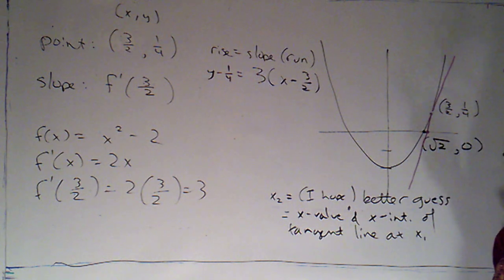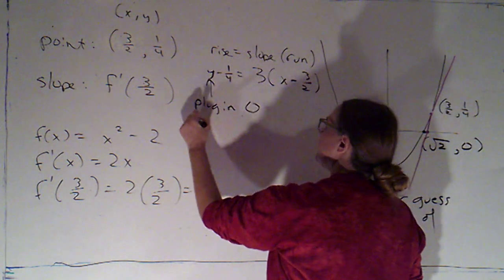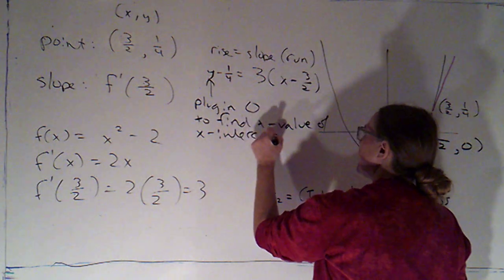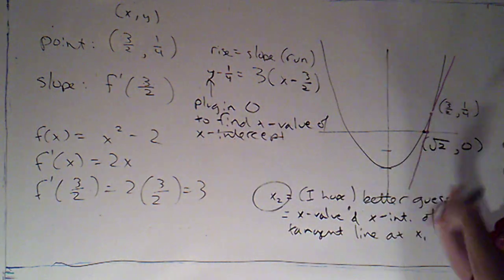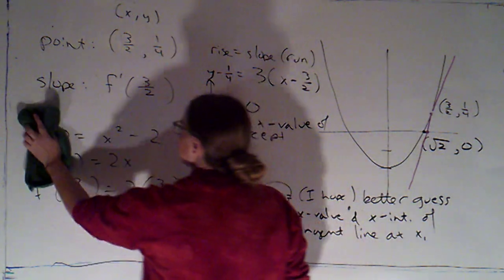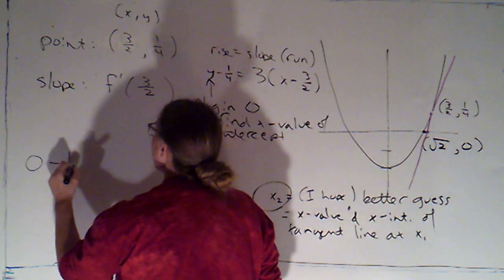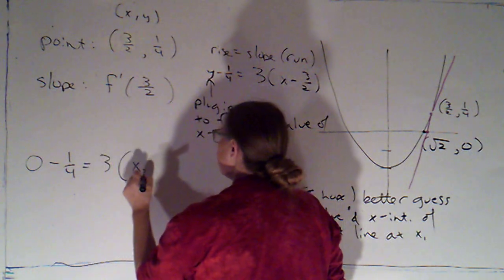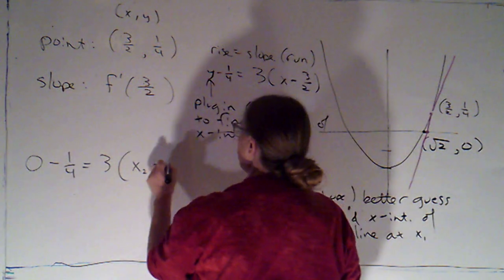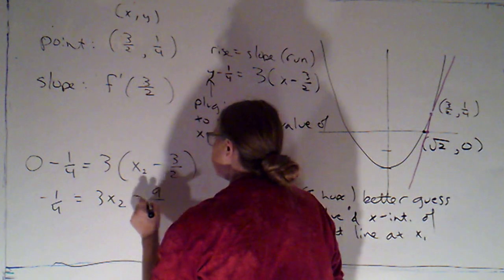I want to know where that line crosses the x-axis, so I'm going to plug in 0 to find the x value of the x-intercept, which is going to be what I'm calling here x2, my second guess, which I'm hoping is a better guess than the first guess that I made. So let me just clear a little bit of space here. If I plug in 0 for y, I get 0 minus 1/4 is equal to 3 times the x value, which I'll now call x2, because x2 is the x value that goes with a y value of 0, minus 3/2. So negative 1/4 is equal to 3x2 minus 9/2.